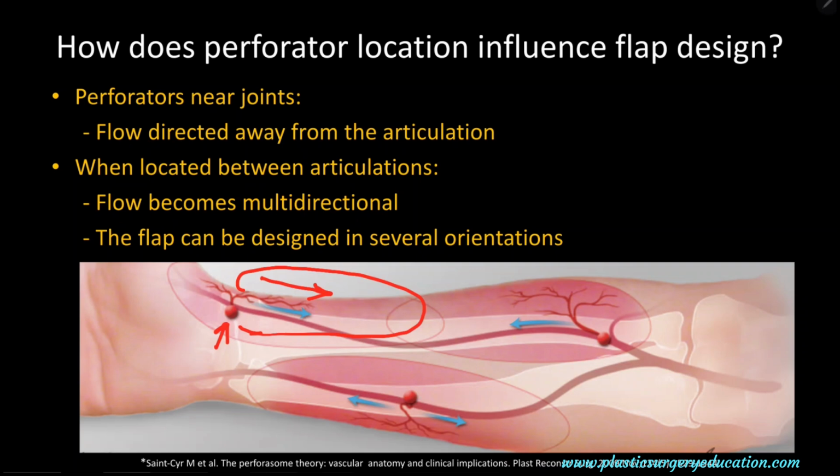Similarly, when a perforator is located in between articulations, so between the wrist joint and the elbow joint, the flow of the blood vessels becomes multi-directional. It can go in either way. It can go here. So the flap can be designed in several ways. We can design our flap like this. We can also design our flap like this. So this is how the perforator location influences flap design.